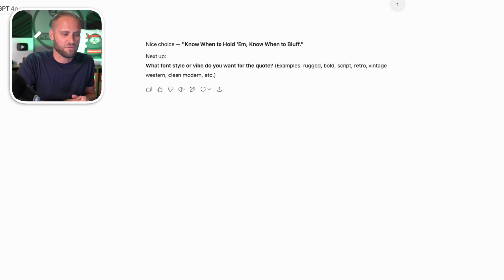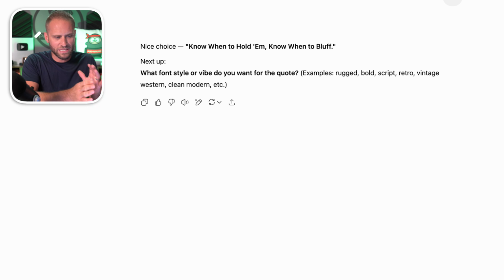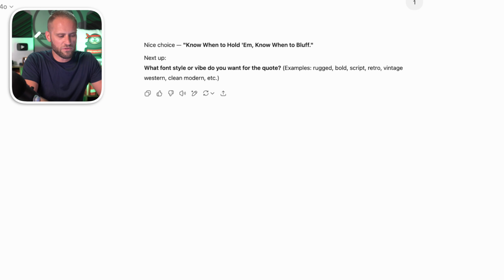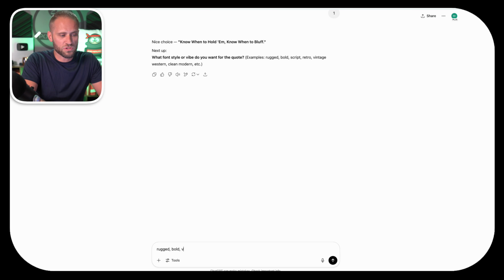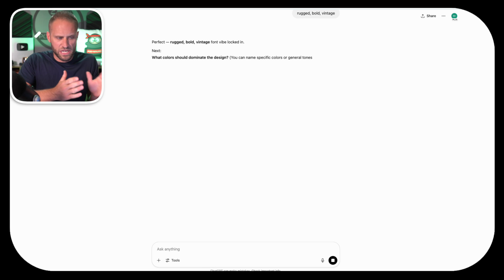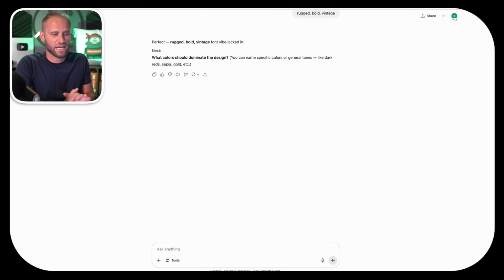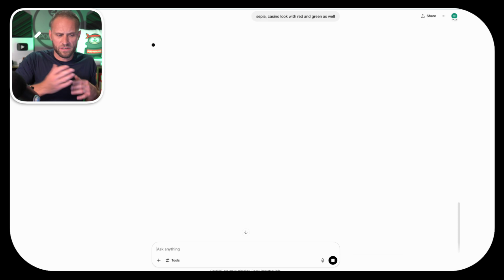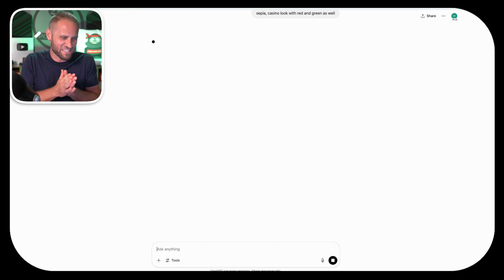Next, it's asking us about font styles. Now for this, I'm going to type a few of these words here. I'll say rugged, I'll say bold, and I'll also say vintage as well. You can see here now that ChatGPT is asking about colors. I'm going to say, how about some sepia tones? I'll say a casino look with maybe red and green as well. I think both of those together could be a decent combination.